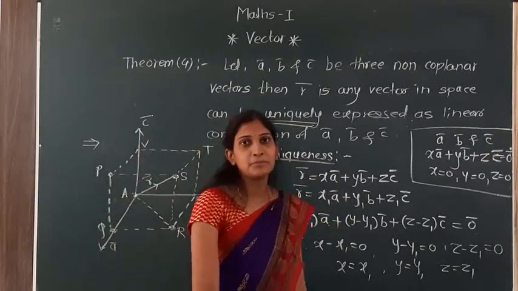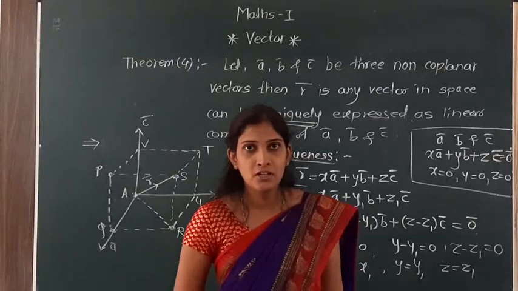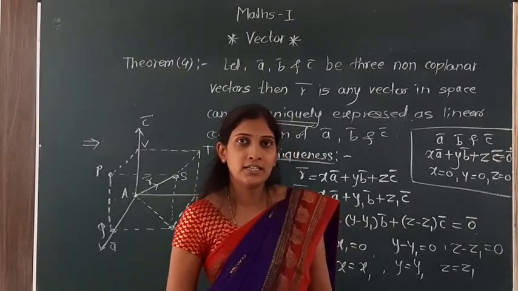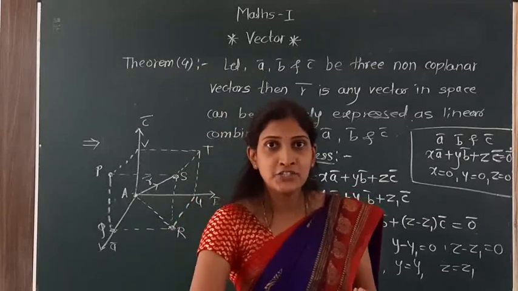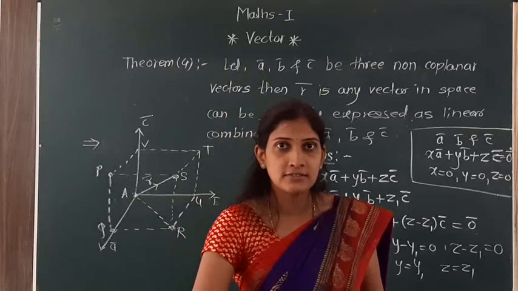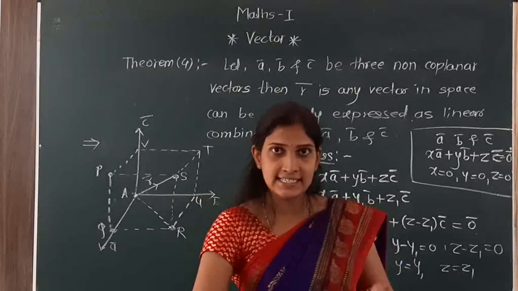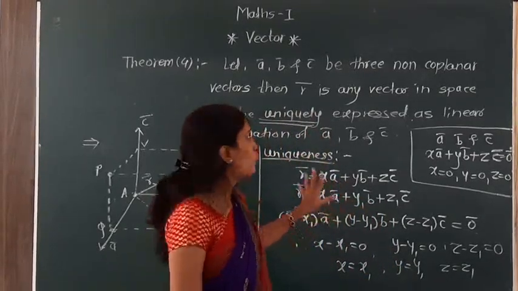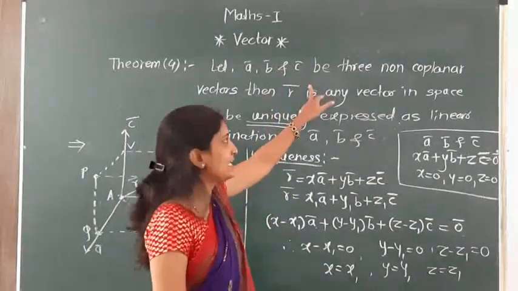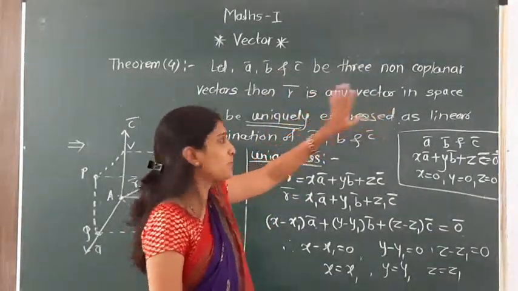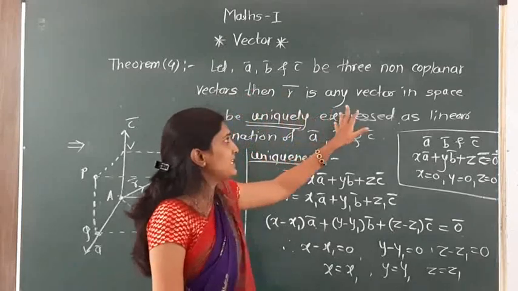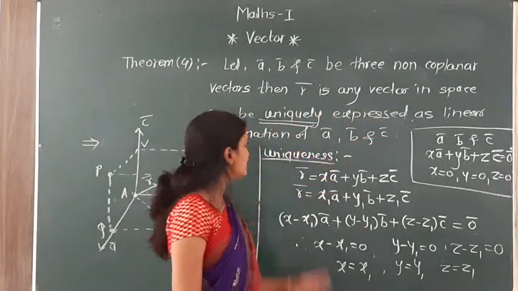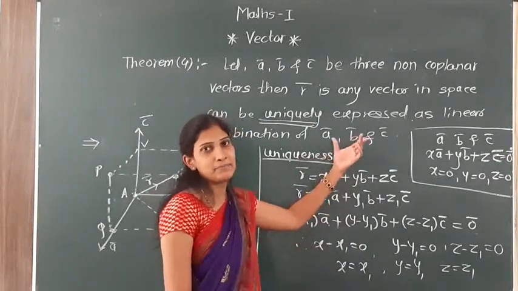This is theorem number 4. So today we studied signs of coordinates in octants. There are 8 octants and their signs, and this is theorem number 4. If A bar, B bar and C bar are three non-coplanar vectors, then any vector R bar in space can be uniquely expressed as a linear combination of A bar, B bar, C bar.